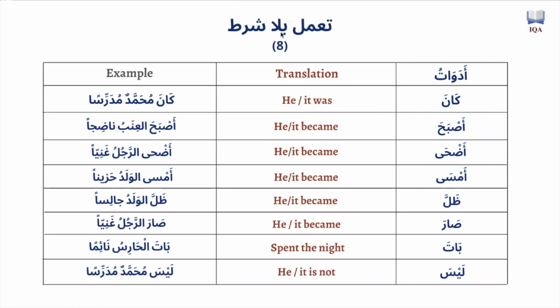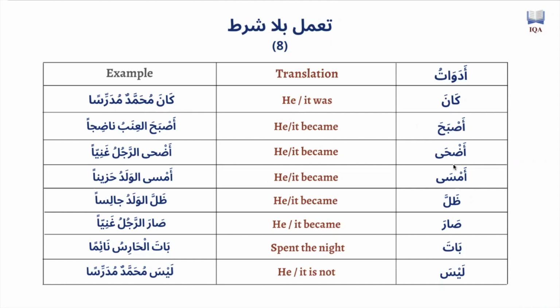So let's start with the ones that ta'malu bila shart, that function without any condition, which are 8, kana, asbaha, till the end. So kana means here it was: kana Muhammadun mudarrisan, Muhammad was a teacher. Asbaha, adha, amsa, dhalla, sara, all in this context mean the same thing. They mean here it became. So in this context, when we're talking about kana and its sisters, these verbs will all mean the same thing.